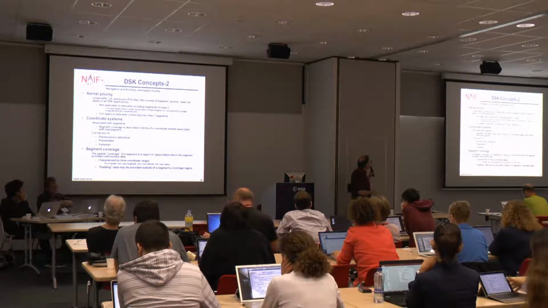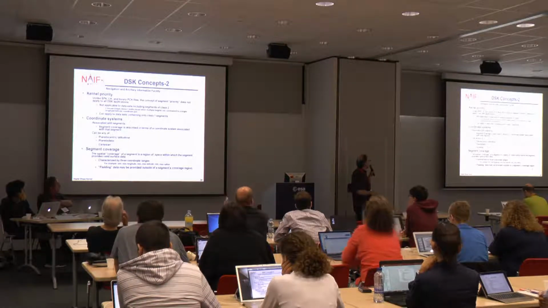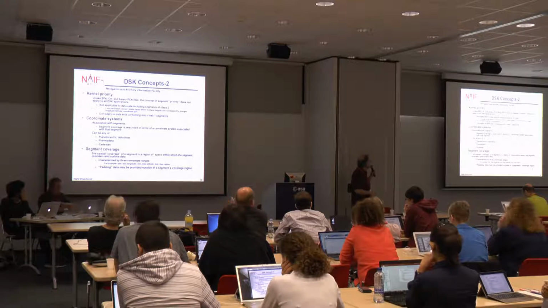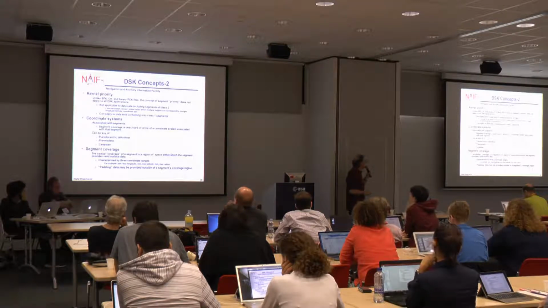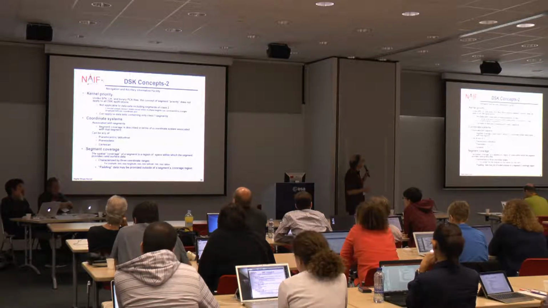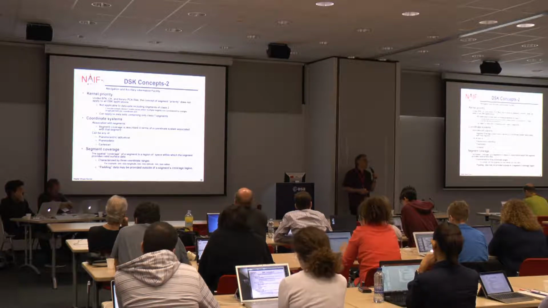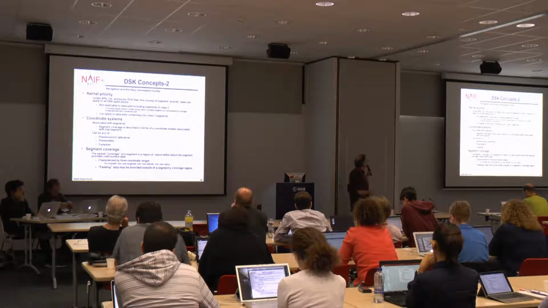There's also the idea of coordinate systems associated with segments. So we support latitudinal coordinates, planetodetic coordinates, and Cartesian coordinates. Those can all be the coordinates that are used to describe the coverage range of a segment, and that coverage range information is part of the metadata in a segment, just as time bounds are the metadata in a C-kernel segment or an SPK segment.